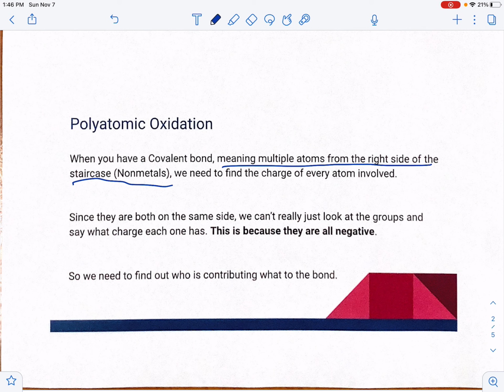We basically need to find the charge of each one that's present in that covalent bond. Since they're both on the same side, we can't just look at the groups and say what charge each one has. If I look at something like chlorate, ClO3, oxygen is going to have a -2, and then chlorine would have a -1 if you were looking at the periodic table, which wouldn't make sense because negatives don't really attract negatives. The covalent bond is one of your weaker bonds because they're just sharing common electrons. It's not like an ionic bond where you're taking one from another and it creates that strong bond. Since these are all negative, we have to find out who's different, rather than simply looking at the charge at the top of a group.